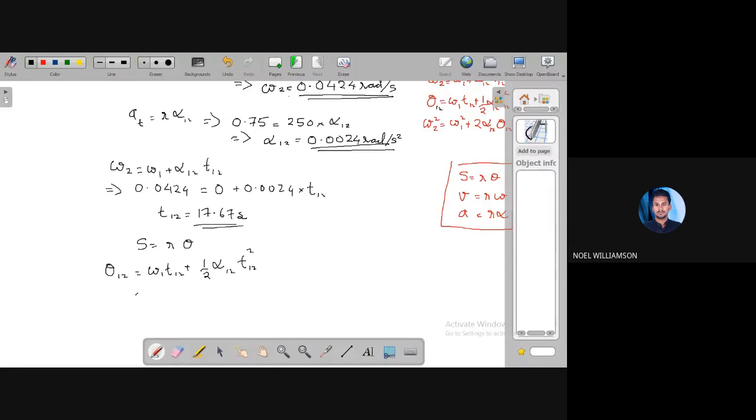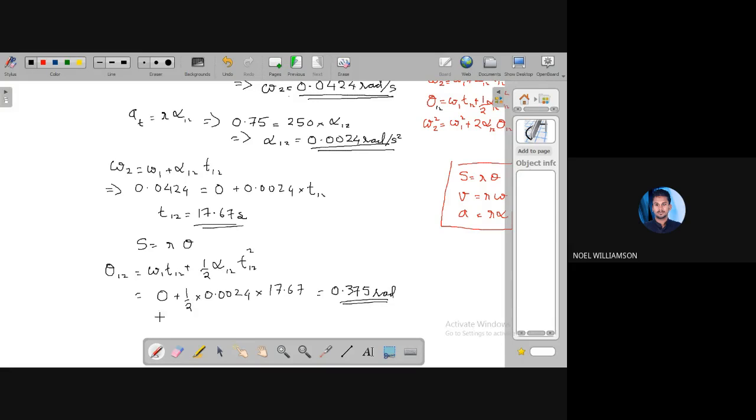Now omega 1 equal to 0, plus half into alpha, which is 0.0024, into t12, 17.67 squared, and you will get the value as 0.375 radian.